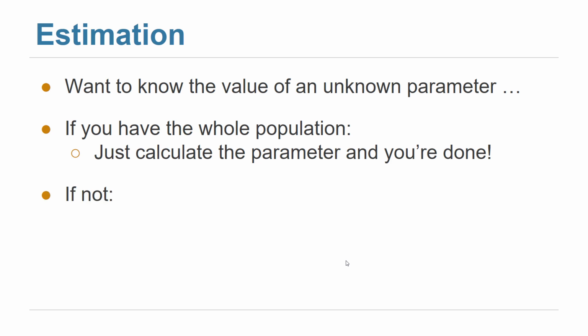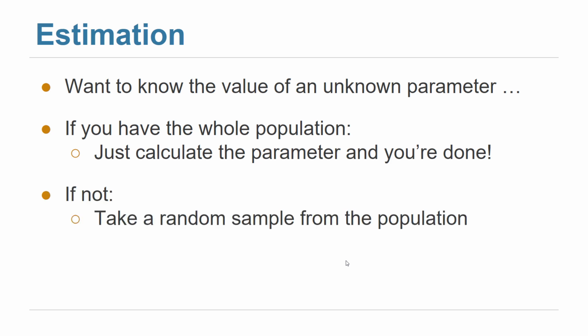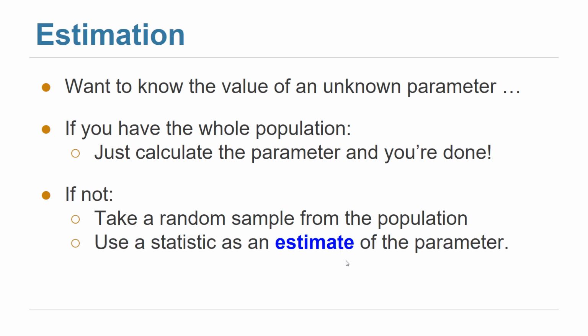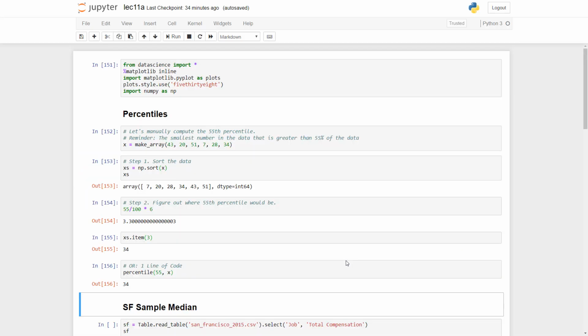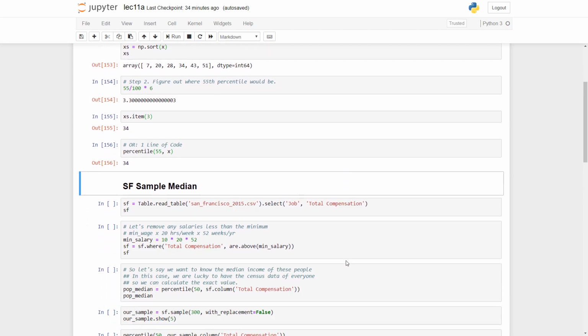Okay, so if we don't have the population, then the solution is to take a random sample from the population and compute a statistic to be an estimate of the parameter. So we'll take a random sample from the population, maybe survey some of QU students and get their numbers, and compute the average of these numbers. So that will be a statistic that is an estimate of the parameter. Okay, now let's do that in a demo and see how we can do this estimation.